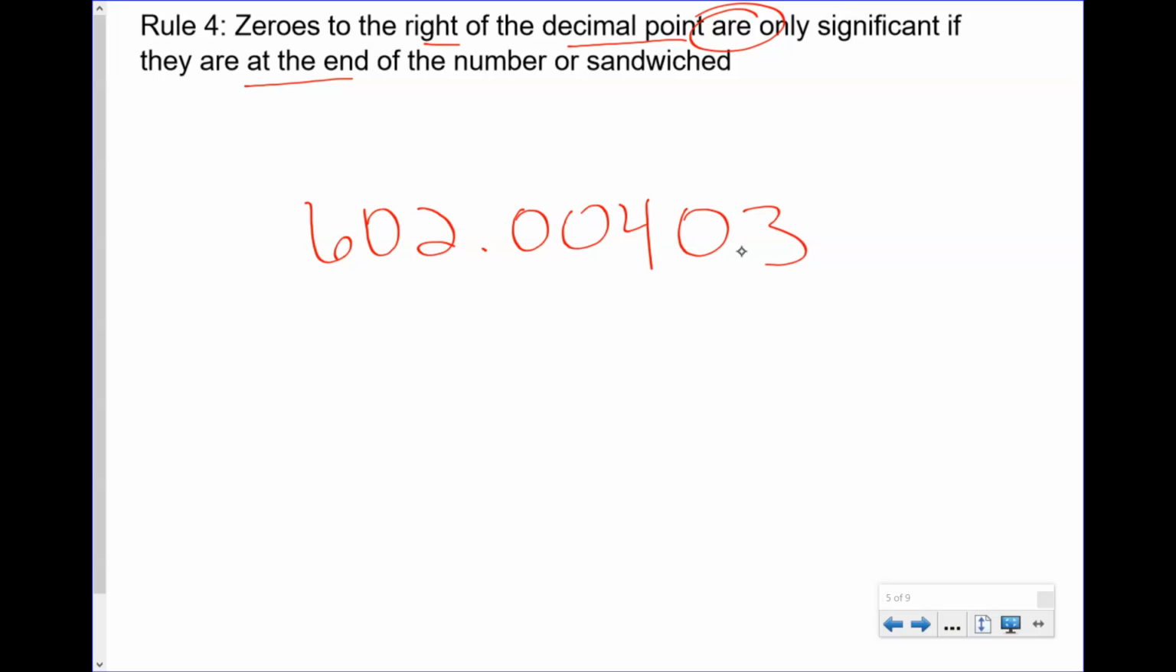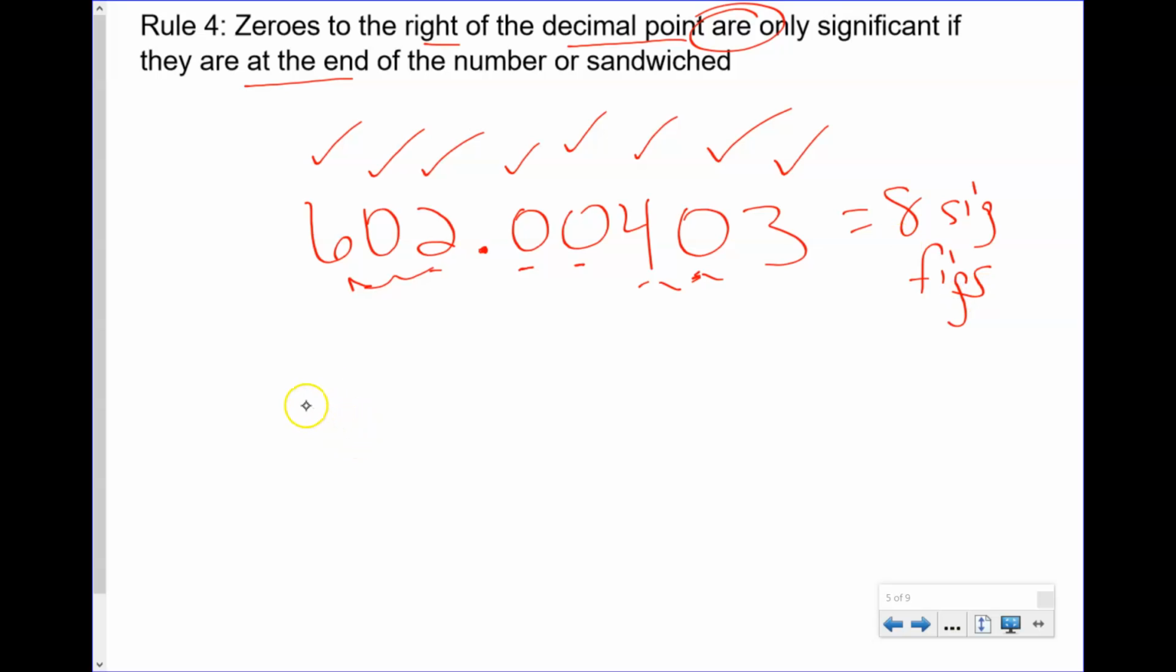602.00403. It's a crazy number. So how many sig figs? The 6, yes, because of rule number 1. 2, of course, and the 4 and the 3. So those are all non-zero numbers. Well, what about this 0 here? Well, this 0 is sandwiched between the 6 and the 2, so that means it's significant. These two zeros are sandwiched between the 2 and the 4, so that makes them significant. And this 0 is sandwiched between the 4 and the 3, which means it is significant. So in this case, every single number is a sig fig. So there's 3, 4, 5, yeah, so 8 sig figs there.